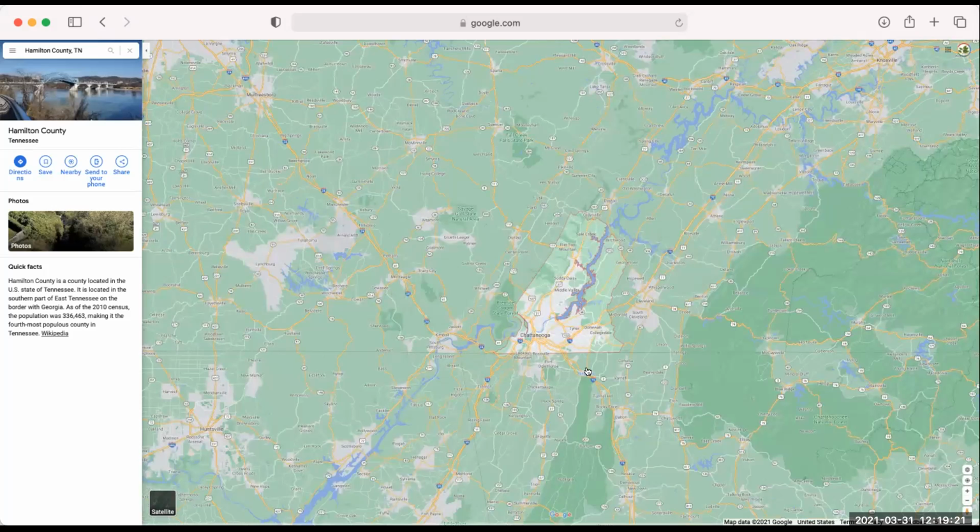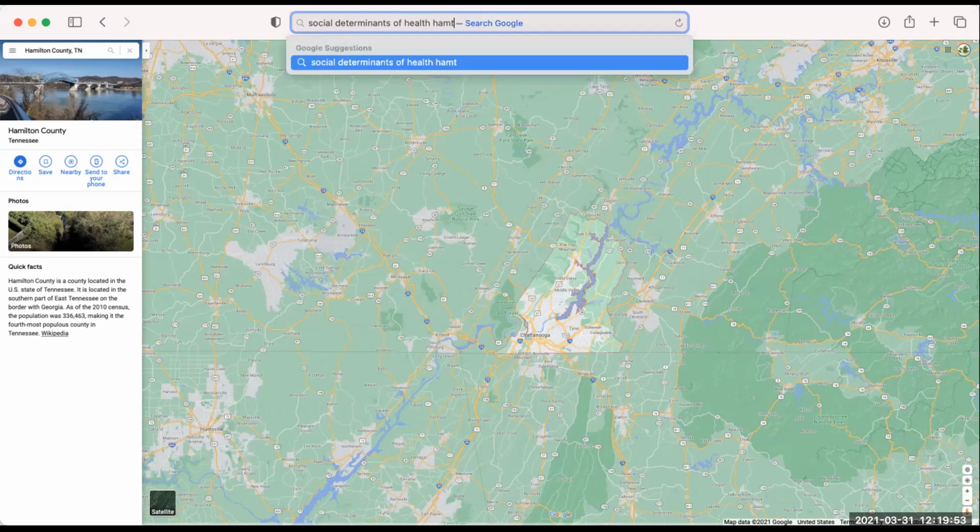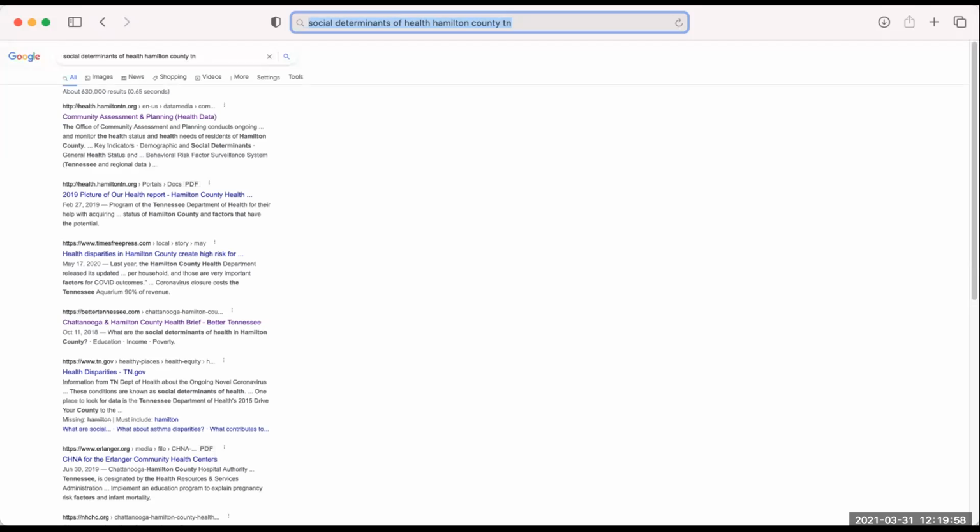Now, I happen to know Hamilton County because I lived and worked at the University of Tennessee, Chattanooga. And it's a place where what you have within the city and the immediate suburbs is very different from what you have out on the edges here. And so I was aware that there were very different social determinants of health in some parts of the region than others. So let us go ahead now and look for social determinants of health, Hamilton County, Tennessee, and see what comes up.